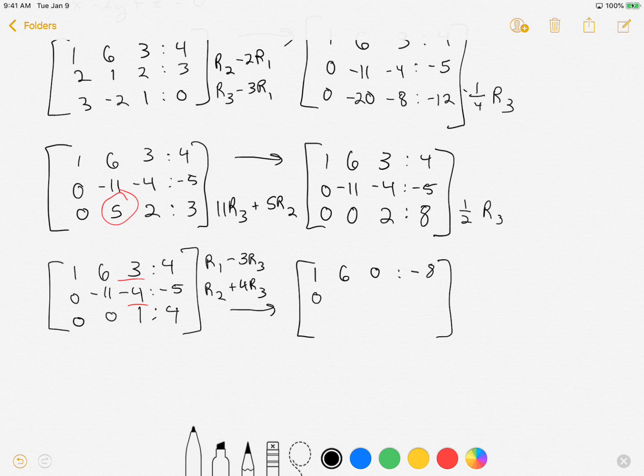Second row, 0 minus 0 is 0. Negative 11 minus 0 is negative 11. Negative 4 minus 4 is 0. And then negative 5 plus 16 should be 11. Last row stays the same. Then I can divide by negative 11 on row 2 to get it to the proper form.